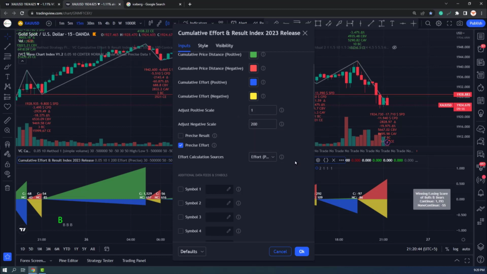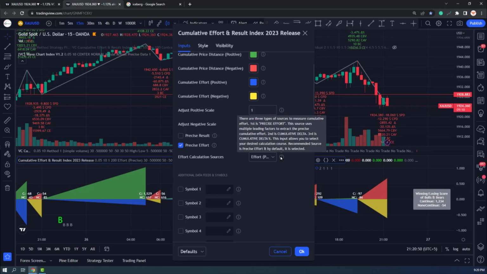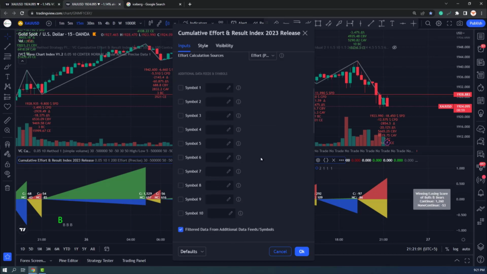Yes. And you can always refer to this eye icon to understand more deeply and more precisely what the meaning of this input is. Okay, let's move further.